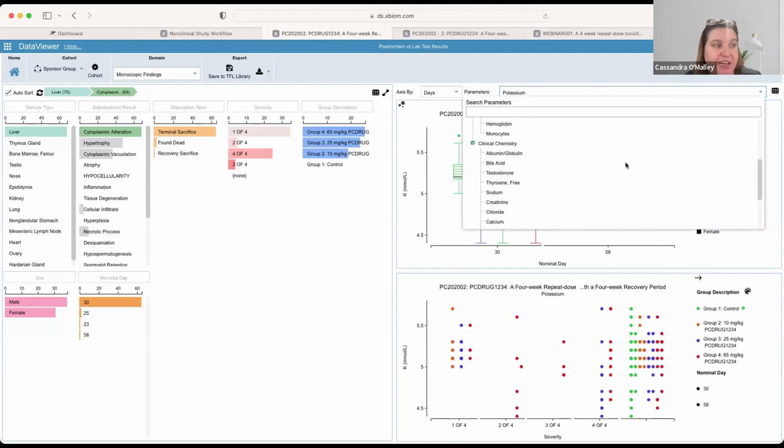I'll switch into something that I know is going to have a relation, and this is going to be the bile acid.